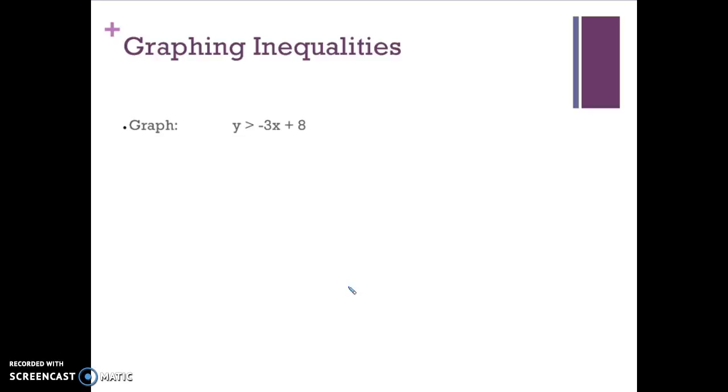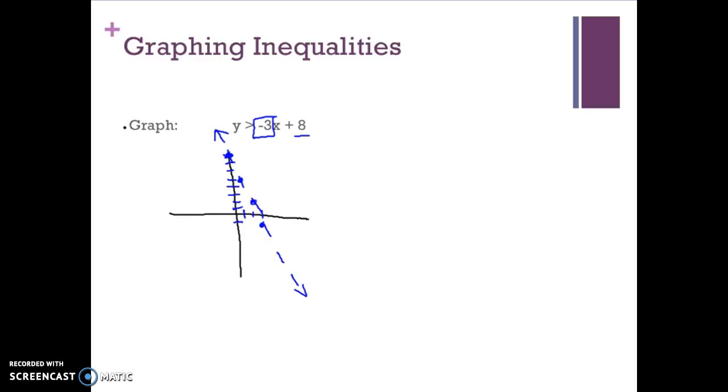And finally, y is greater than negative 3x plus 8. This one is in slope-intercept form. It gives me the slope and my y-intercept. My slope is negative 3 and my y-intercept is 8. So I'm going to go up to 8, 4, 5, 6, 7, 8. Put a point. And I'm going to go down 3, right 1. I'll do it a couple times. This one's going to be a dotted line as well because it's just greater than.